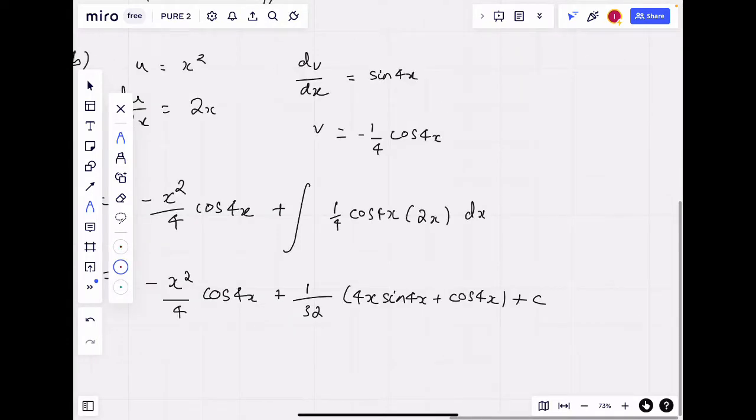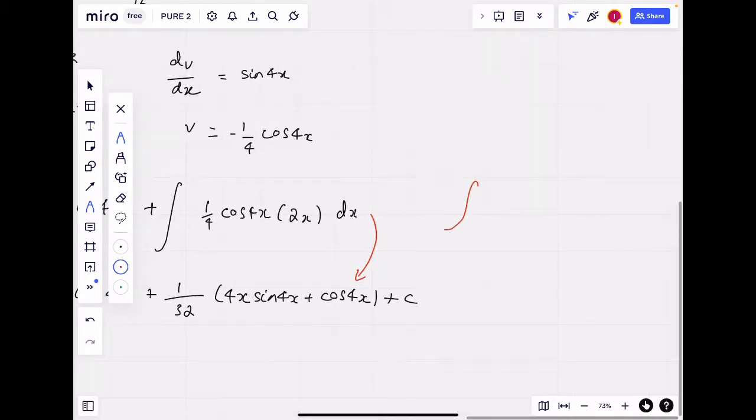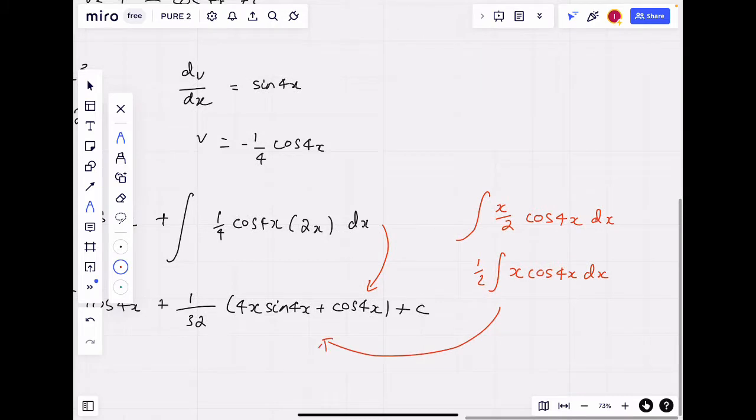To go from here to here, you would have the integral of x over 2 cos 4x dx, which would be the same as a half of the integral of x cos 4x dx. Now, from here, you can apply parts again, and then put it back in to this.